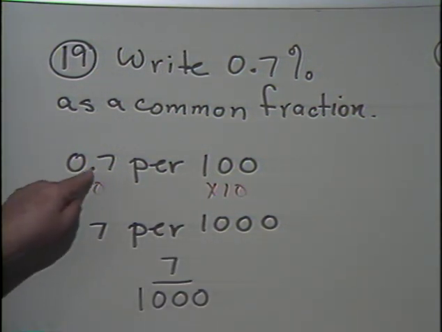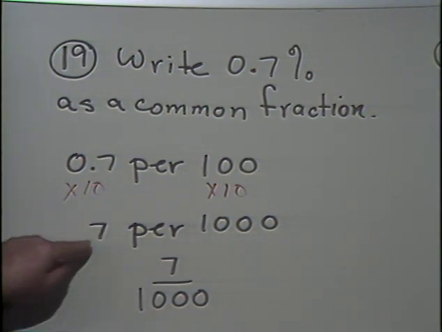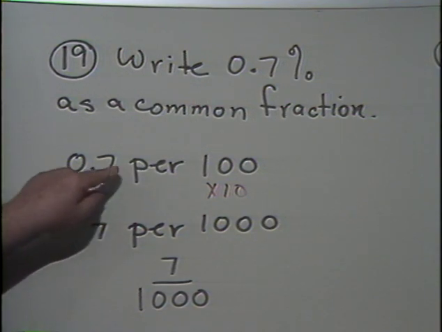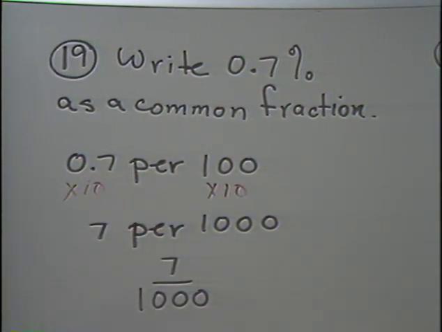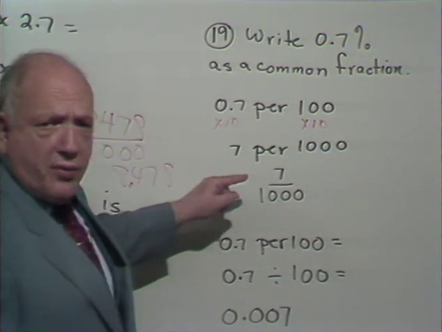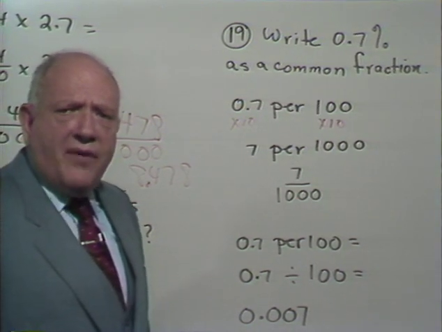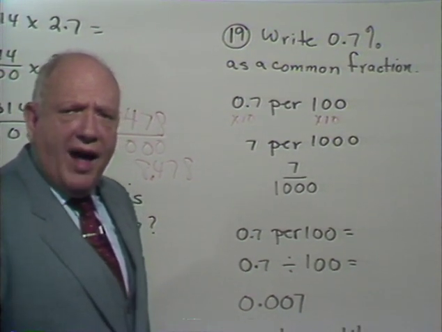I want to move this to be a whole number. I move the decimal point 1 place to the right by multiplying by 10. This becomes 7. So at a rate of 0.7 per 100, that's the same as saying you're taking 7 per 1,000. That's 7 over 1,000. And by the way, in other words, 0.7% is less than 1%. And how much less is it? You're not taking 1 out of 100. You're taking 7 out of every 1,000.